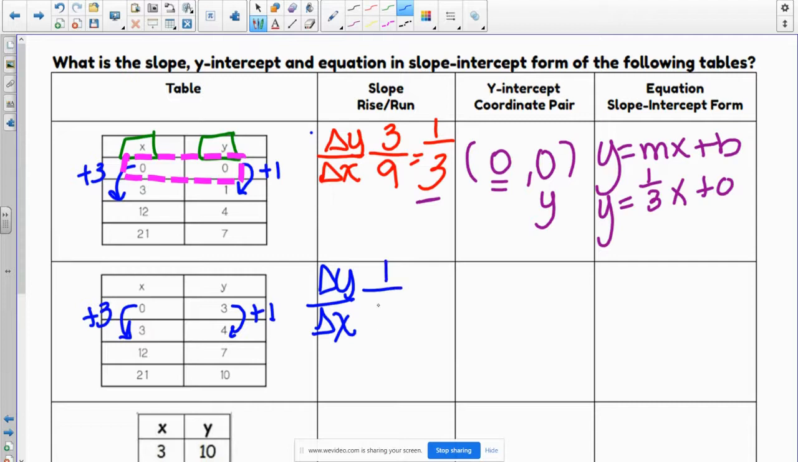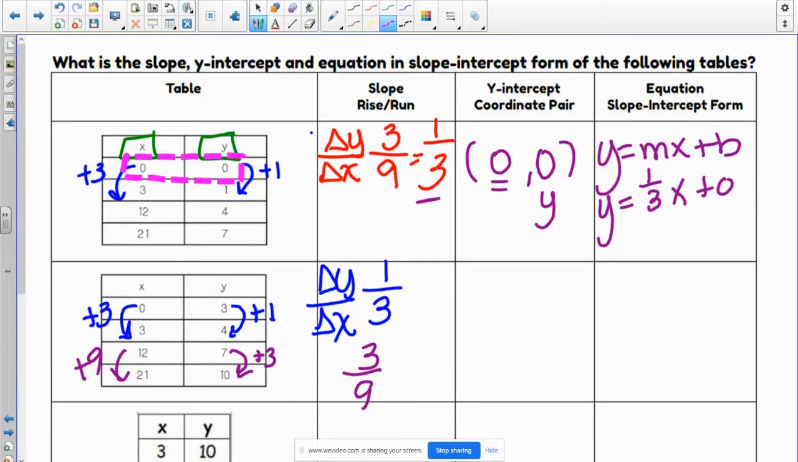Change of your x was 3. Our slope is 1/3 again. If you had picked two different ones, just to prove it here, we'll pick this one and this one. So 7 to 10 is an increase of 3, or a change of 3. 12 to 21, we had that up there, is a change of 9. So that would have been 3 over 9, which we know already is 1/3.